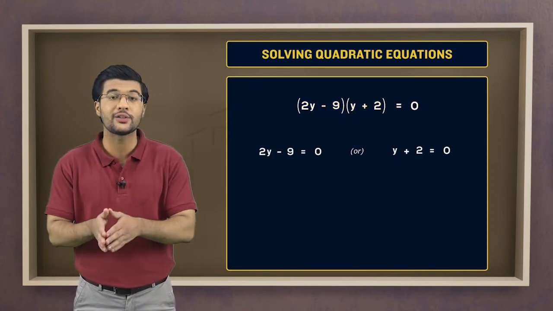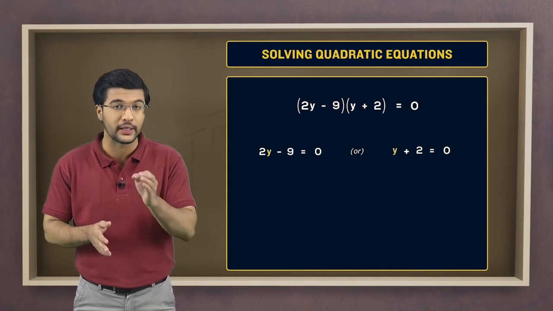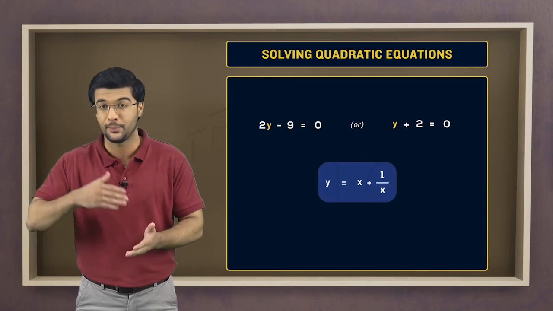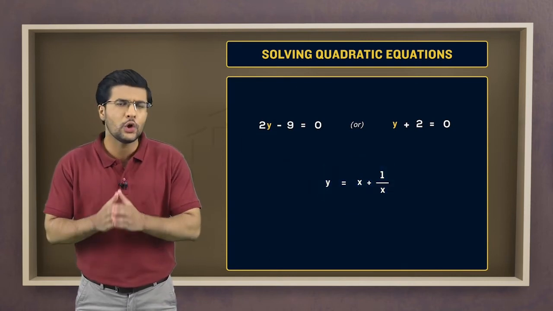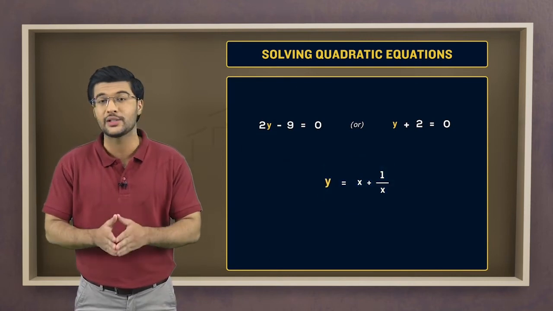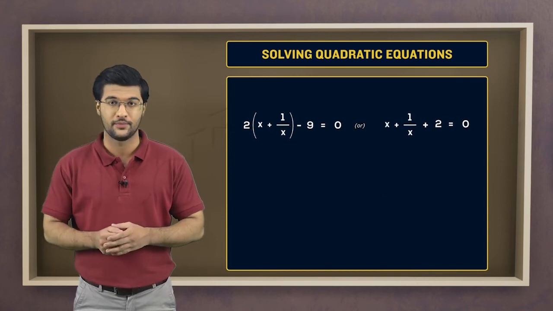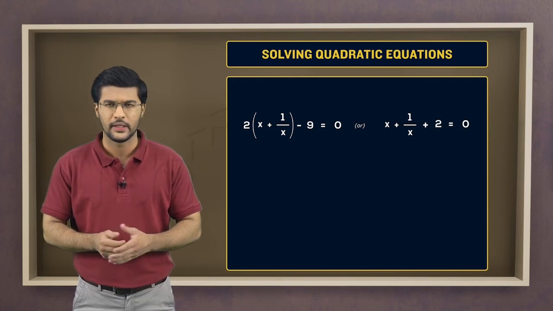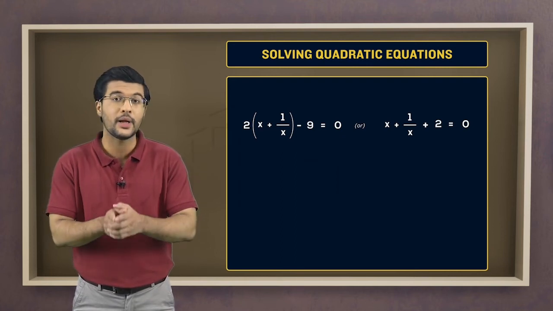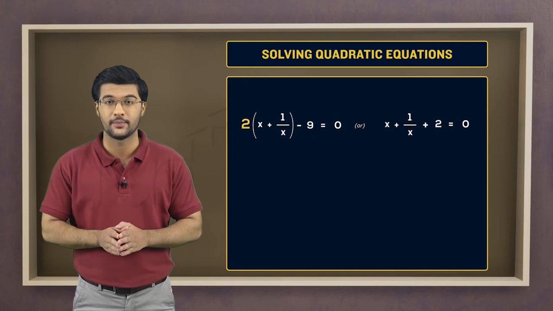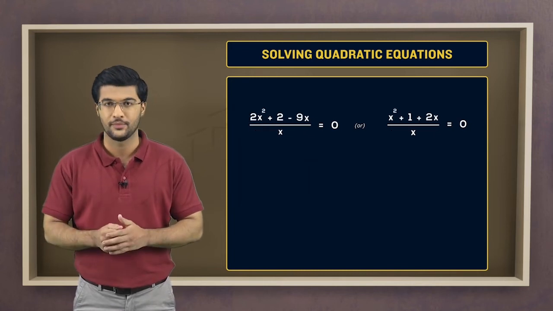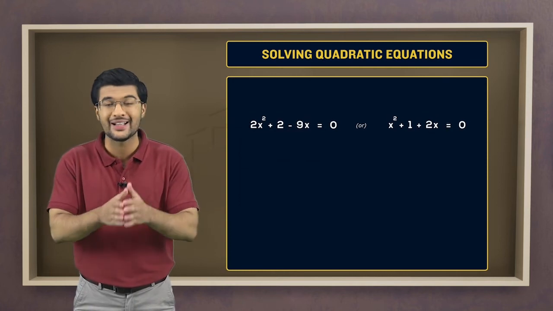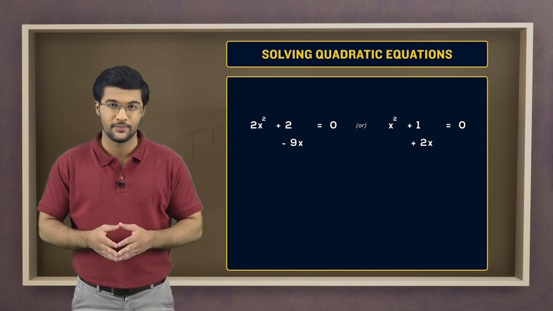Now, instead of isolating the values of y from here and substituting in this equation, like we have been doing in previous videos, we can also do the opposite and plug this value in these equations. By doing so, we get these two equations. Let's simplify. Multiply 2 inside the bracket and take the LCM. Also shift the denominator to the right side to get standard quadratic equations.